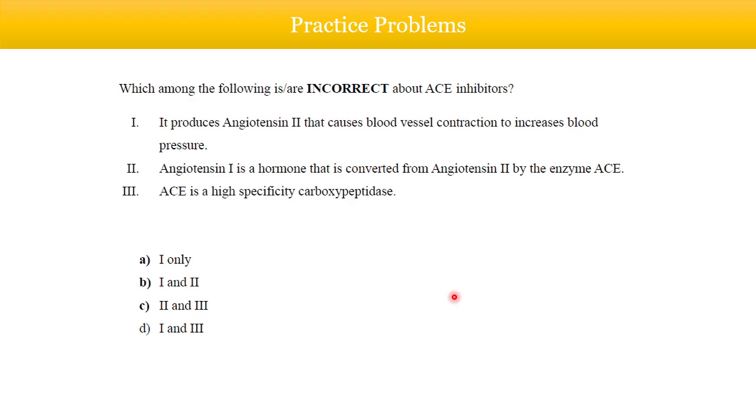While it has a range of substrates, it exhibits specificity in its enzymatic action. So it's a highly specific carboxypeptidase. Option 3 is correct. However, option 1 is not correct because ACE inhibitors block the enzyme ACE, which is responsible for converting angiotensin 1 to angiotensin 2. Therefore, ACE inhibitors reduce the production of angiotensin 2, they do not produce it.